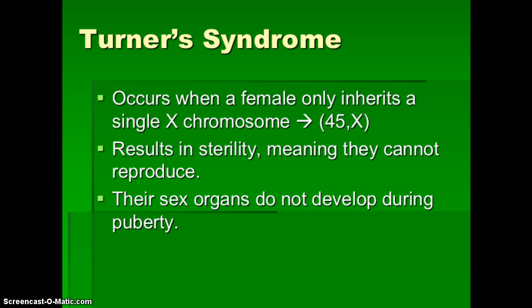Turner syndrome occurs when a female only inherits a single X chromosome. So Turner syndrome would be sex-linked. We only get that one X chromosome, and because of that, they are sterile, meaning they cannot reproduce, and their sex organs have not developed.